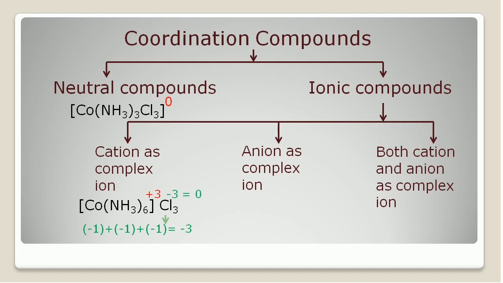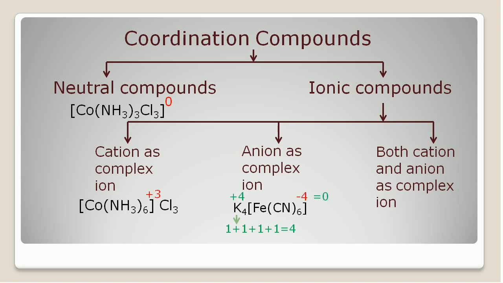Let us go to an example where the complex ion is an anion. Here, since the oxidation number of one potassium atom is +1, for 4 potassium atoms it is +4. And it gives a charge of -4 to the complex ion, which is why it is an anion.